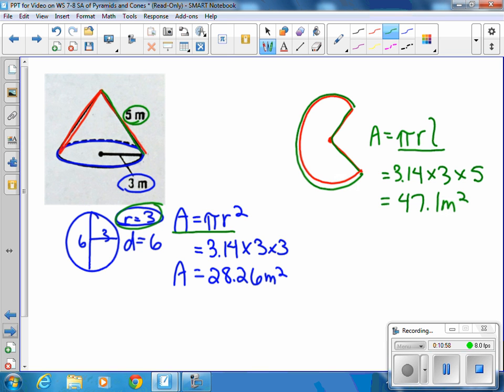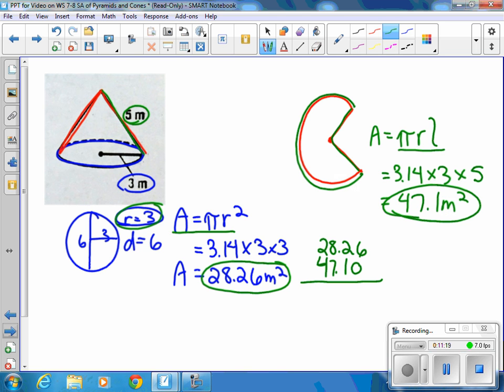We do have to kind of memorize that part, or at least be able to recognize it on our formula sheet. So now that I've done that, I have my circle and I have my leftover part, we'll say the lateral side part, and I need to add them together. So I have this and I have this, and I'm adding them together. So 28.26 plus 47.1, and when I add them up, I wind up with 75.36 meters squared. And again, that's my surface area. That's all I'm finding there.